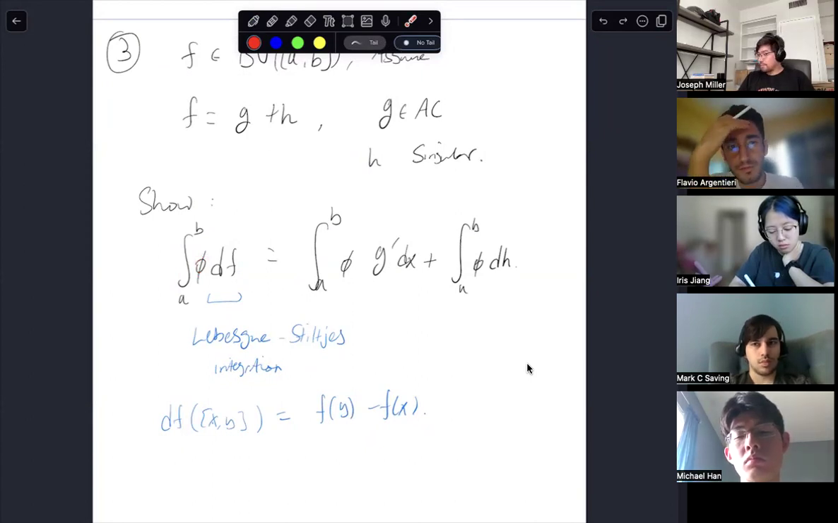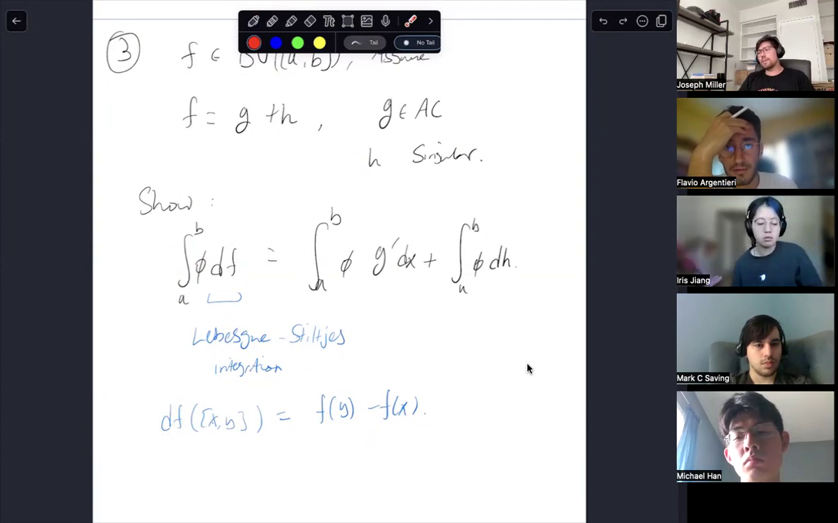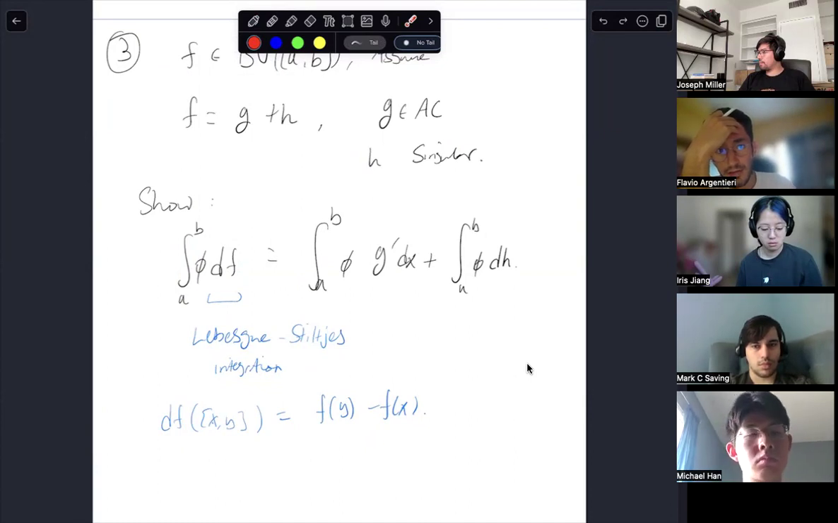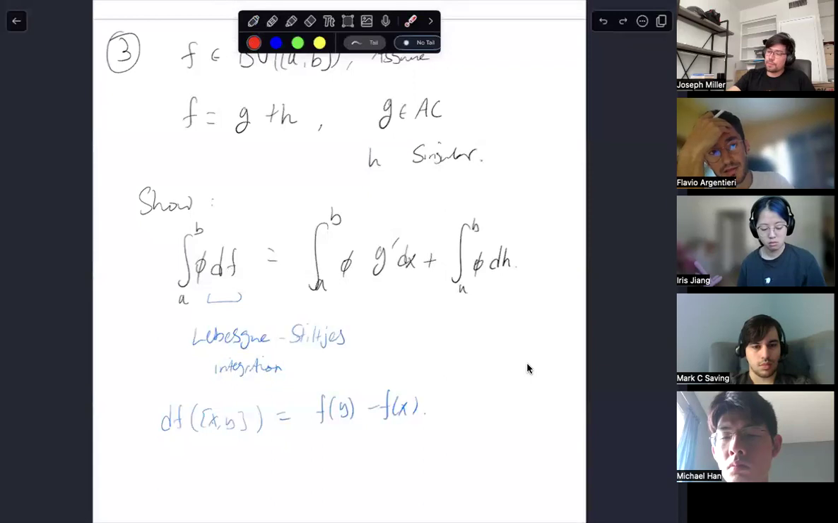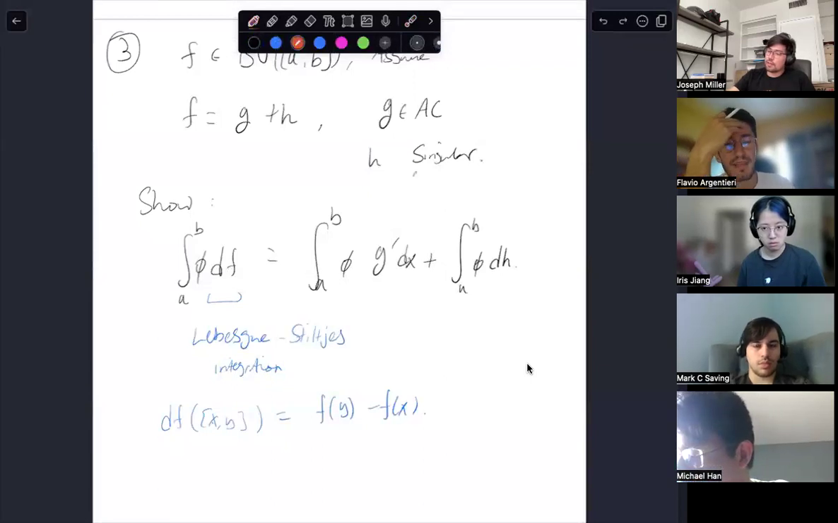So do we need to assume that h is a bounded variation here, or is it implied by the fact that it's singular? It's defined by the fact that it's singular, I believe. We didn't really talk about singular functions. I don't think it's so important. You can look it up. I should write this: singular as a function.